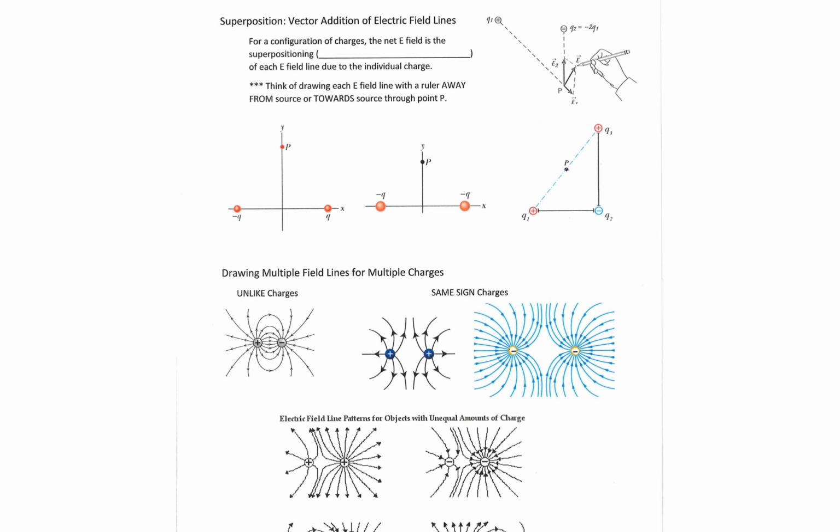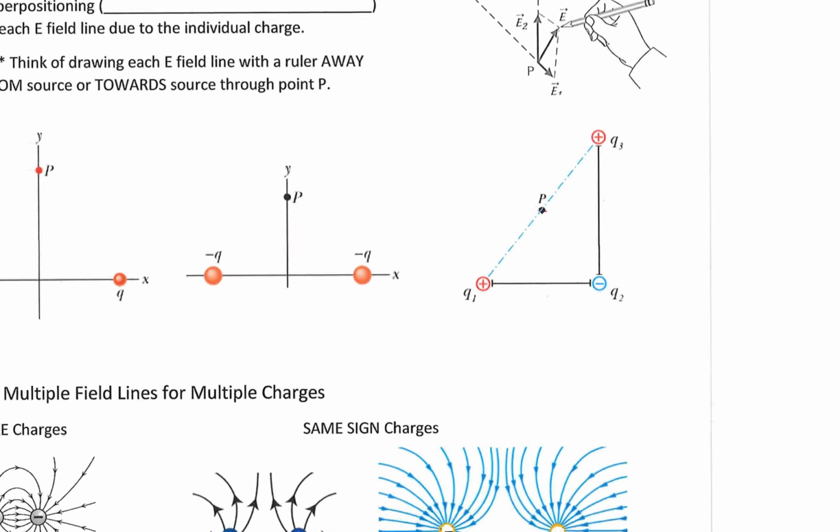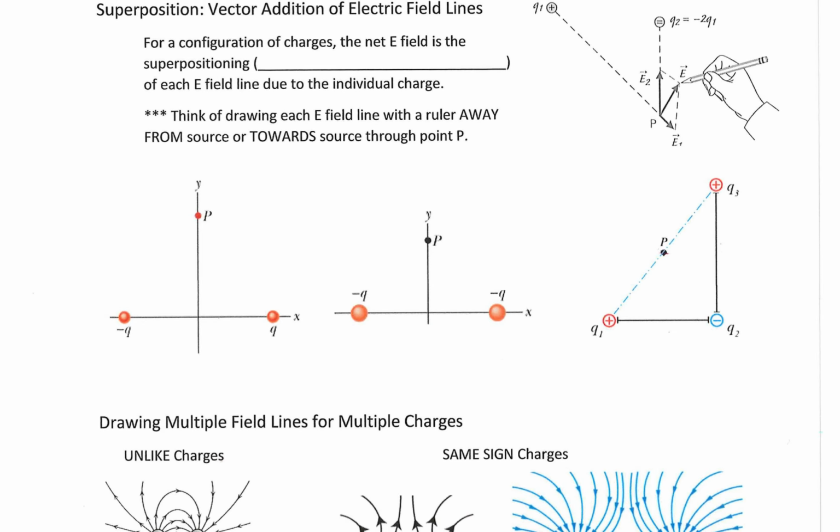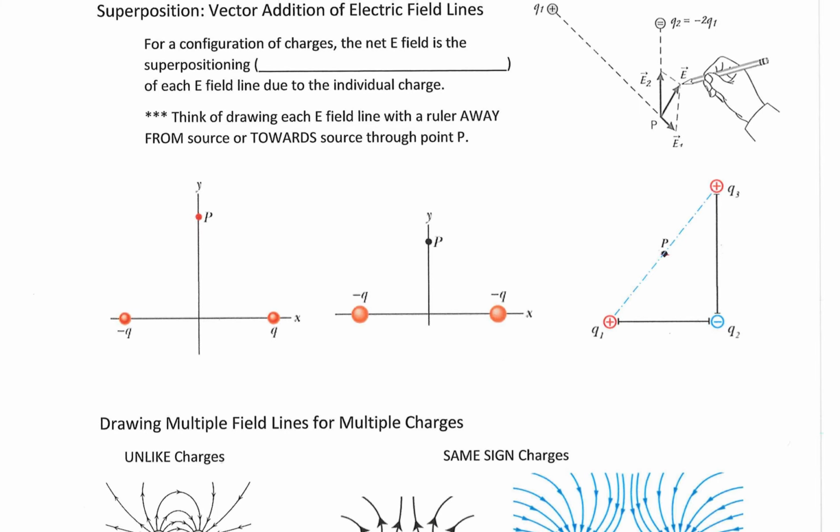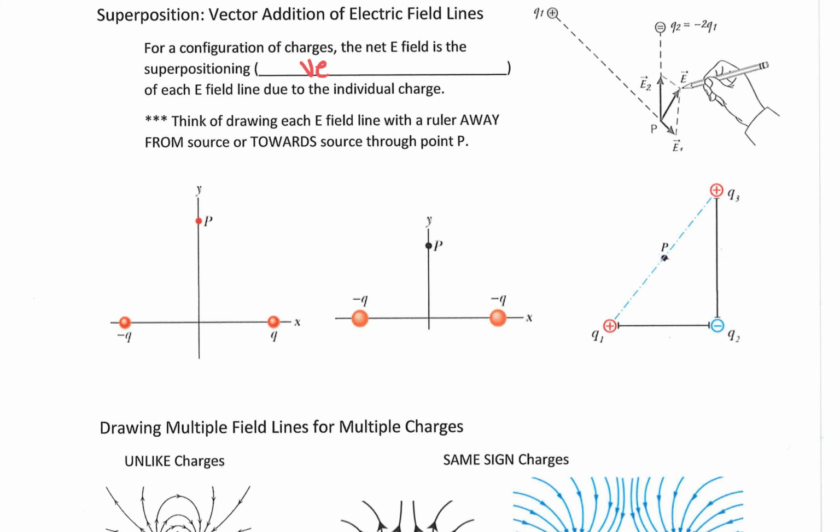Something happened in the production of this video, and I had to redo this page, but we'll start again, and I apologize if there's a little jump between the two pages. On this page, we're going to get some practice drawing vector addition, which is really what the principle of superposition is. We're going to do vector addition of E-fields.